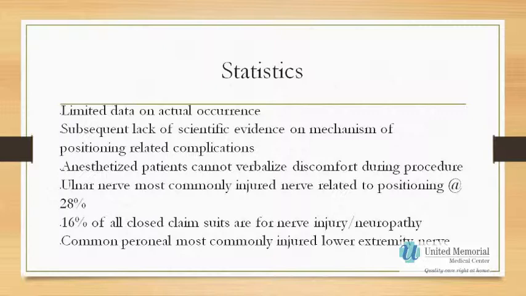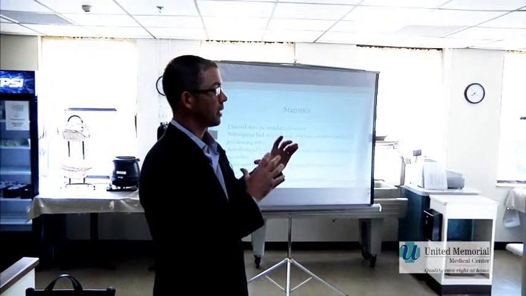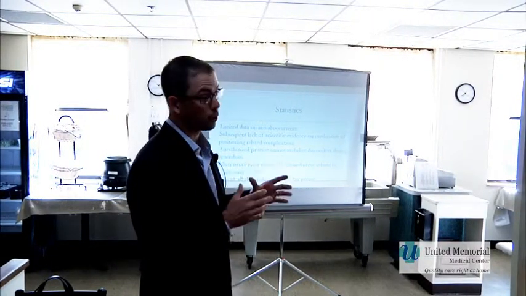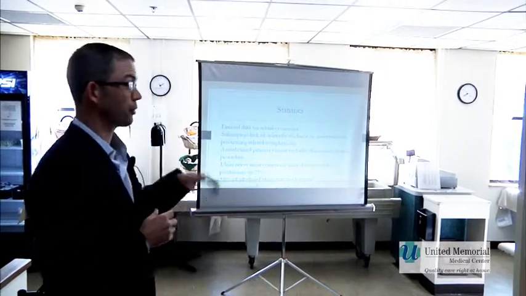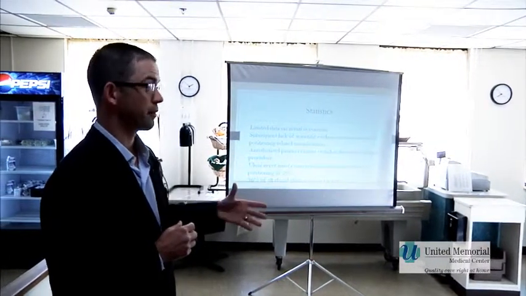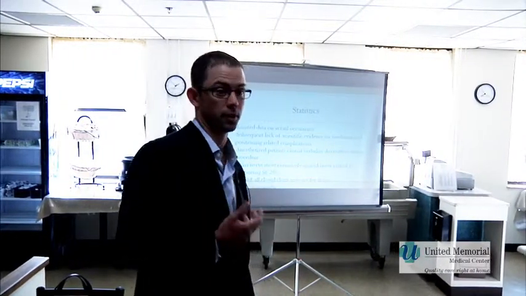The ulnar nerve, and we'll talk about this in a little more detail, is the most commonly injured nerve related to what we do. And 16% of all closed claim suits are for nerve-related injuries. So as I said earlier, there wasn't enough data or enough research going into this, but currently peripheral nerve injuries are number 2 in the American Society of Anesthesiologists closed claim database for litigation. The first one being intraoperative death, the second being peripheral nerve injuries, and the third being major cerebral vascular insults. So as you can see, there is definitely some warranting here to this going on.